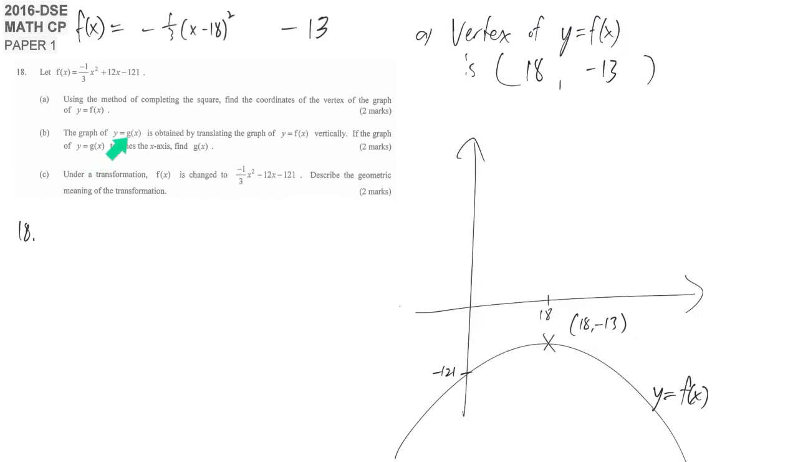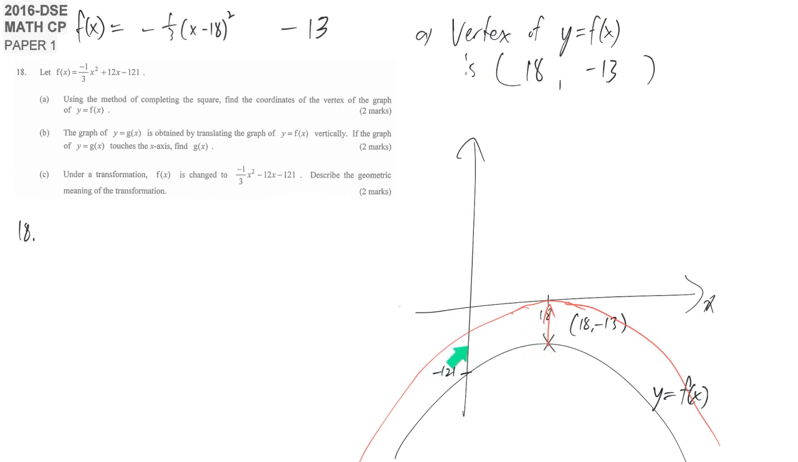In part B, they say that there is another graph, no longer f(x), but we are talking about the height equal to g(x). It's obtained by translating the original graph vertically, such that the graph touches the x-axis. That means we have to shift up so that the curve will touch the x-axis. So they try to tell you that the graph is like this by shifting up.